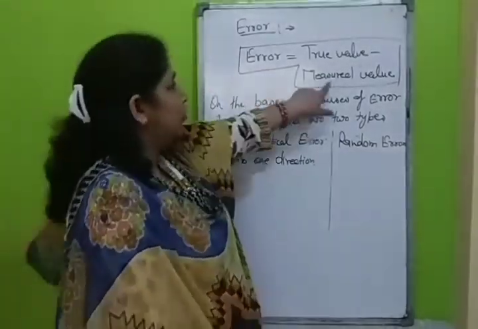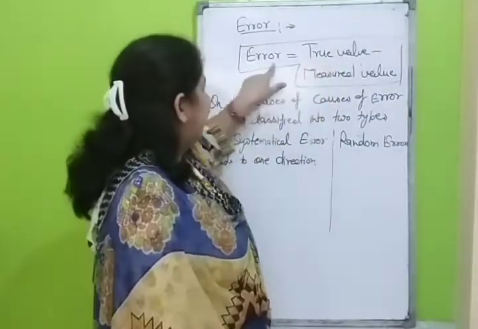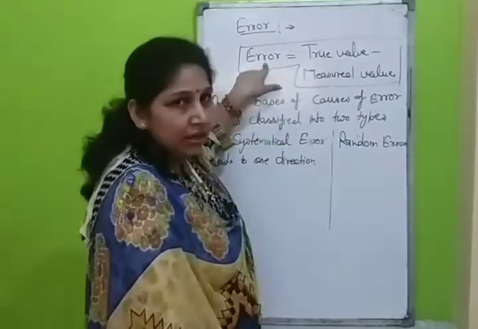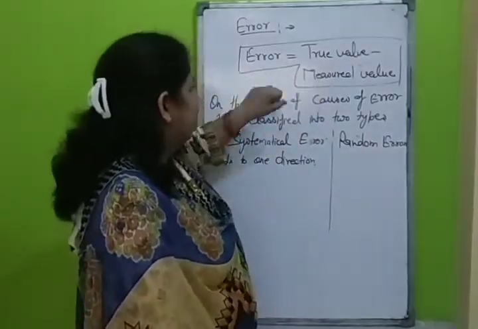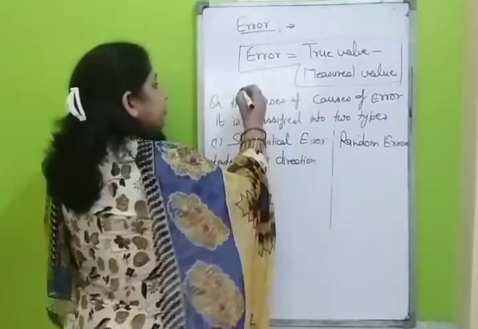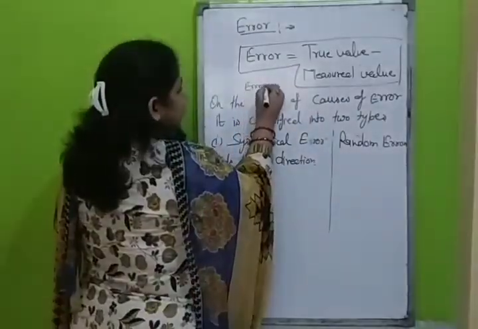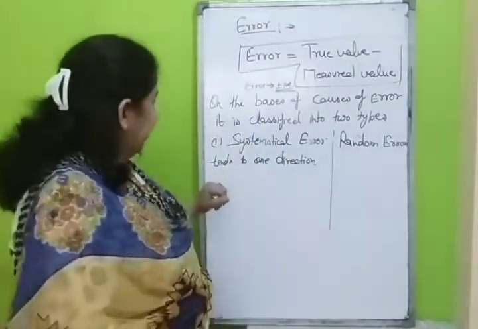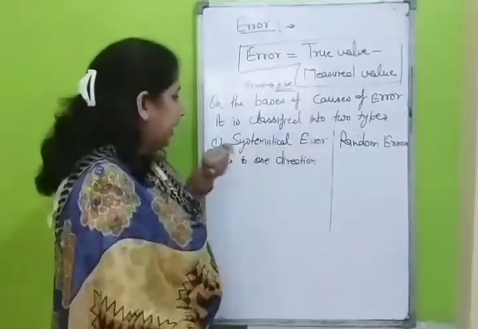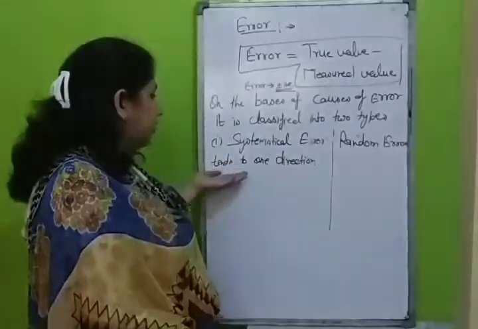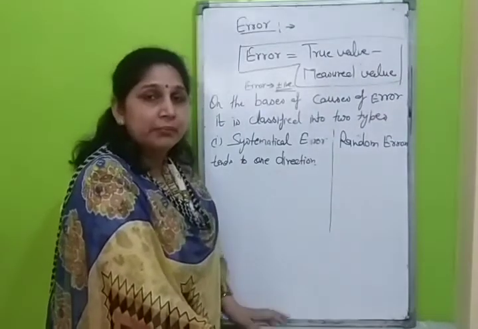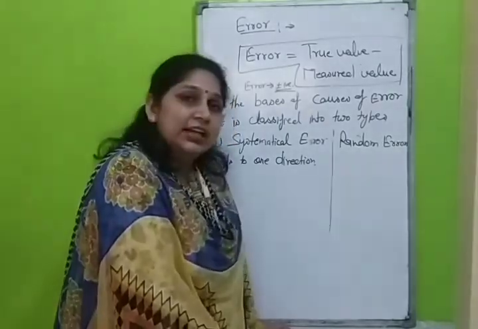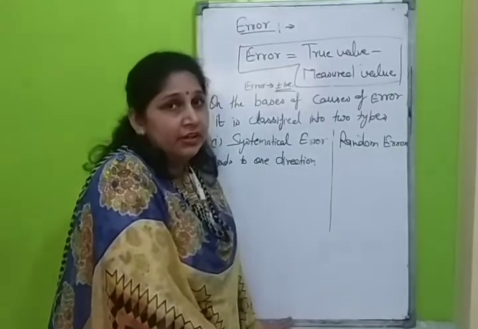When the measured value is greater than true value, then the error will be negative. When the measured value is less than true value, the error will be positive. Means error may be positive or error may be negative. Both the conditions are possible. But in systematical error, generally we observe that errors tend to be in one direction only. Means if we have taken more than one observation, then definitely there will be one direction error.